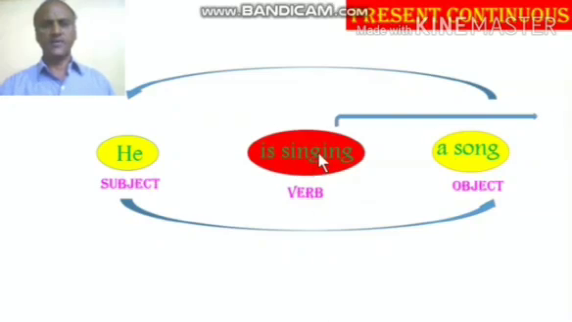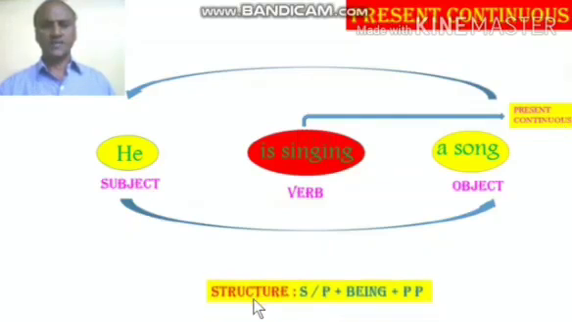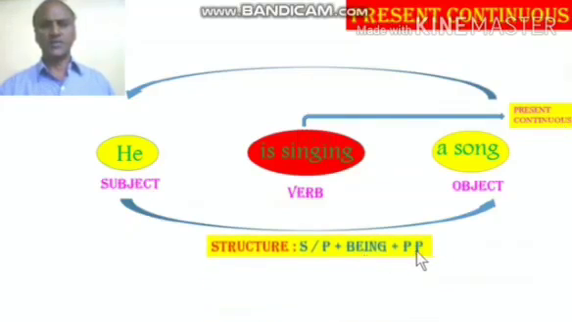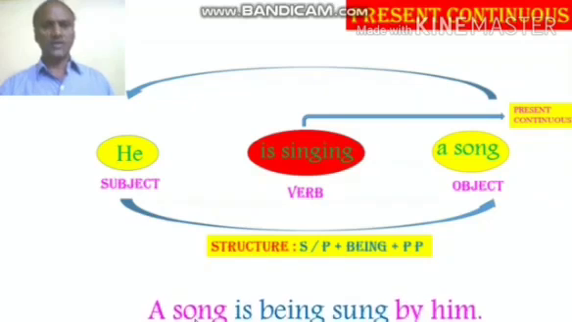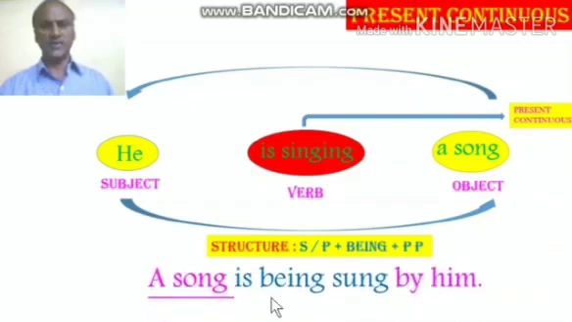Third step is to identify the verb. Here the given verb is in present continuous form. So what will be the structure? The structure is singular plural plus being plus past participle. The answer is a song is being sung by him.